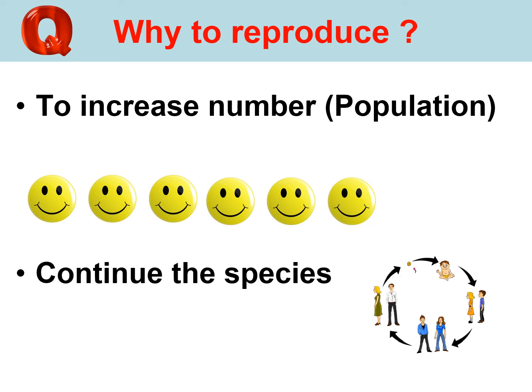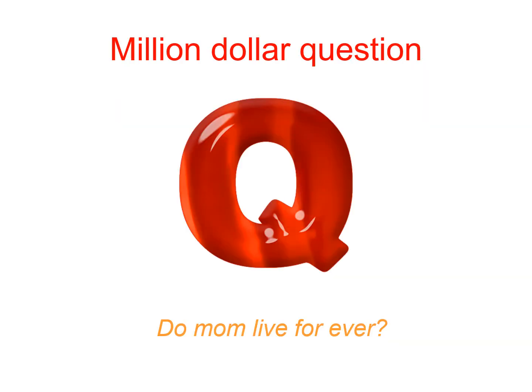If you see the cyclic phenomenon here, the sperm and egg get fused to form a baby, and the babies grow into adults, then they mate, and then they grow old, and again they produce, and so on and so forth. So the $1 million question is, do mom live forever? Now this is a question, whether you understand it or not. I am asking in reference to bacterial cells, as well as in reference to eukaryotic advanced animal or plant cells.